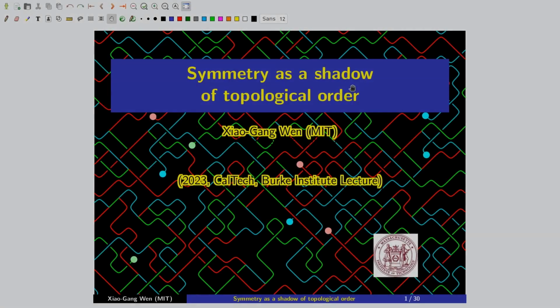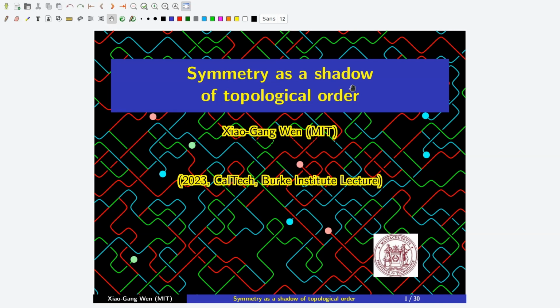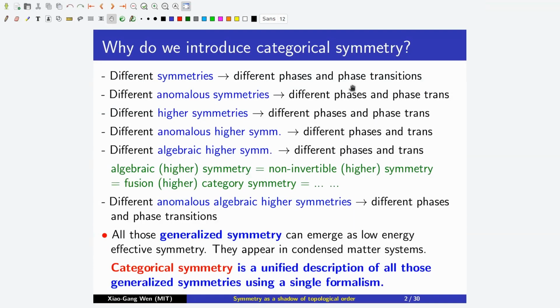So today I'm going to start something kind of new, and maybe with a slower pace, to discuss this new point of view of symmetry. Basically, the key player here is so-called categorical symmetry. So I need to explain what is categorical symmetry.